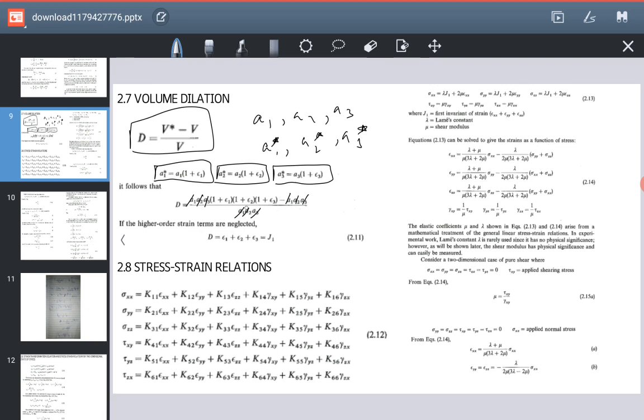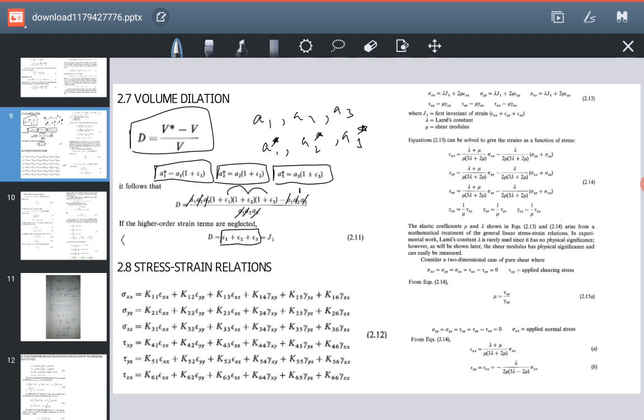If I multiply these three terms with each other, I'm going to get higher products of these e's, which can be neglected as higher powers, and I'll be left only with e1, e2, and e3. These values are strains, and this is equal to j1, the invariant of strain.